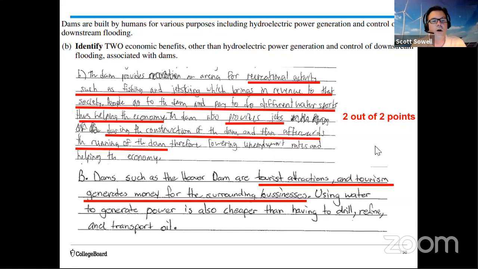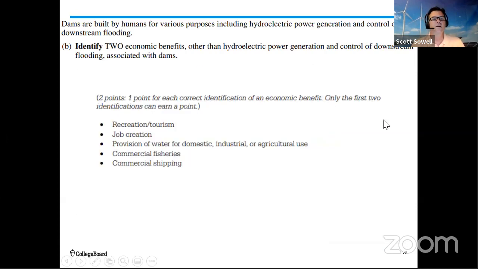Then they go on to say using water to generate power is also cheaper than having to drill, refine, and transport oil. Well, this only gets 1 out of 2 points because the second thing they talked about, the generation of power, is exactly what the question did not want, other than hydroelectric power generation. So again, be sure when you're reading your questions, read them slowly and carefully and pay attention to these clauses that may direct your answers to include something other than something else. So here's the possible answers for that. You could have said recreation or tourism, jobs. You could have said using the water for things like irrigation of fields, commercial fisheries, or commercial shipping.